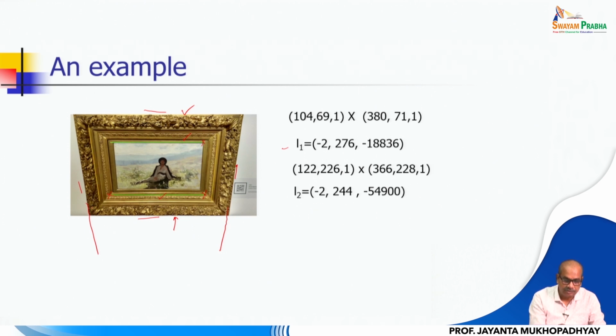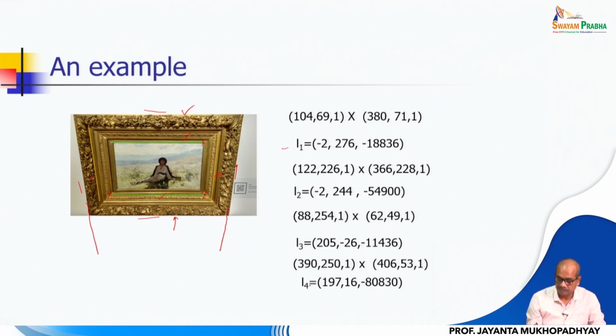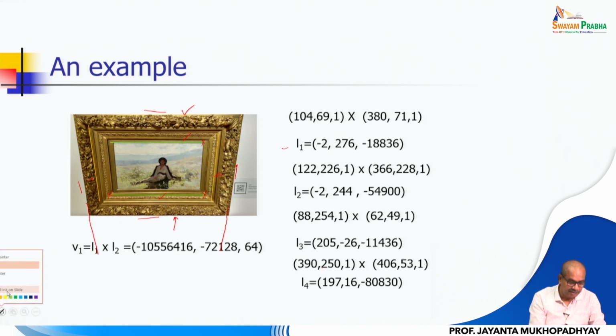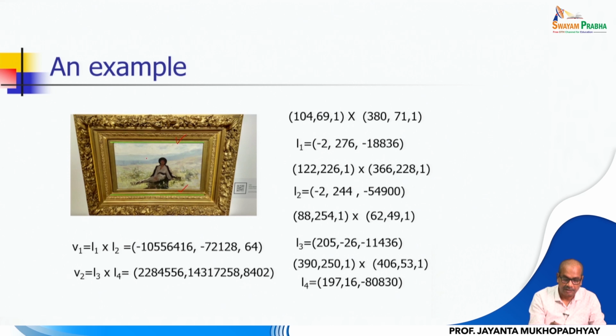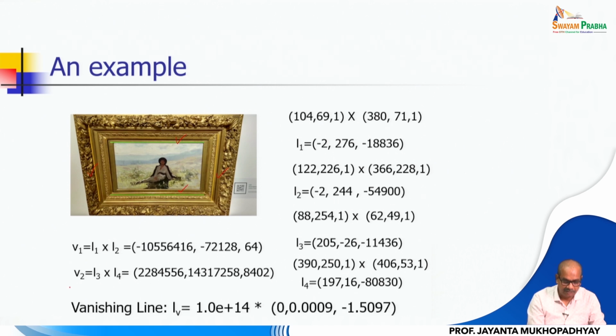Similarly, I will choose another two parallel lines by choosing the endpoints. So, I will get those two lines L3 and L4, and then accordingly I will compute the respective vanishing point of L1 and L2, and also the vanishing point of L3 and L4, and then the vanishing line would again be the cross product V1 cross V2, which is shown here.